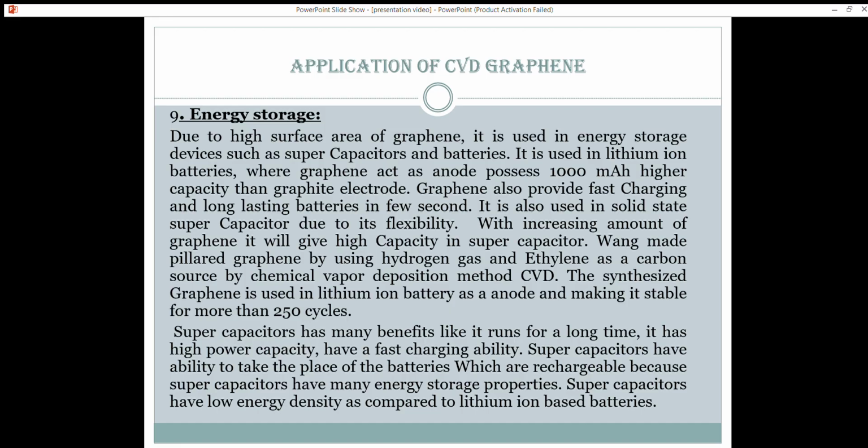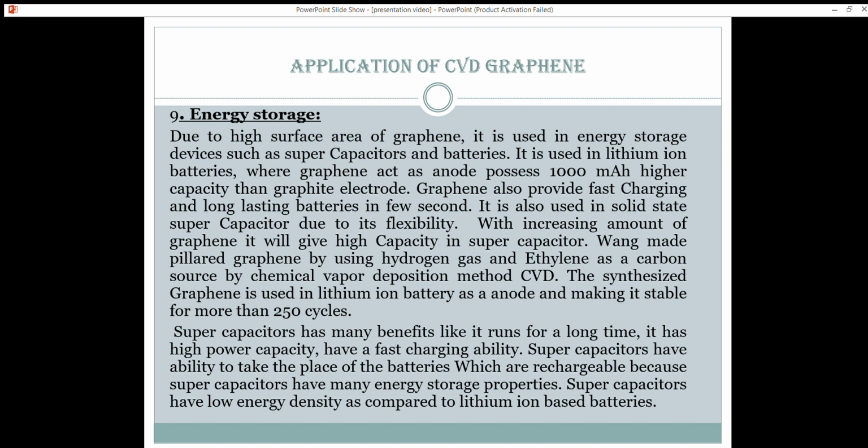It is also used in solid-state supercapacitors due to its flexibility. With an increasing amount of graphene, it will give high capacity in a supercapacitor. Wang made pillared graphene by using hydrogen gas and ethylene as a carbon source by the chemical vapor deposition method. The synthesized graphene is used in a lithium-ion battery as an anode, making it stable for more than 250 cycles.